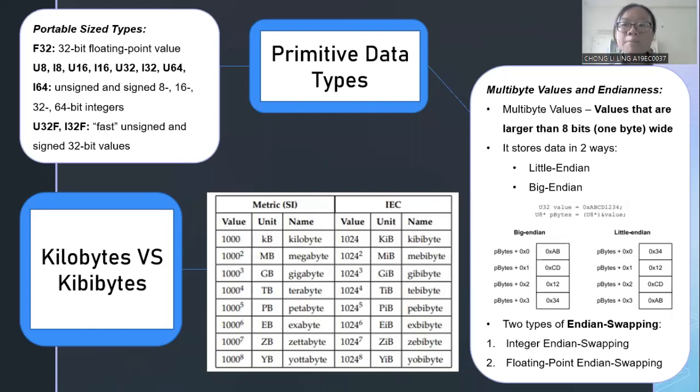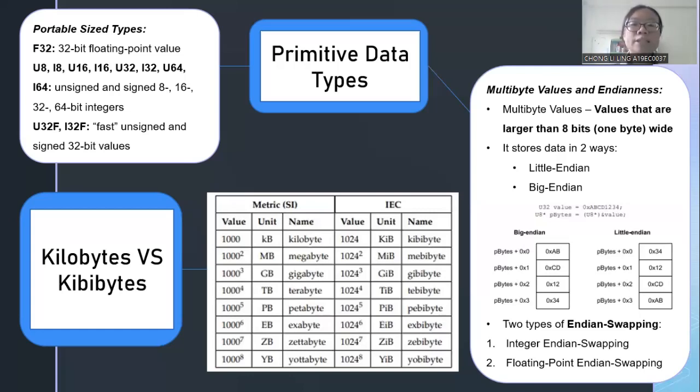Besides, multi-byte values are values that are larger than 8 bits, which is 1 byte. It stores data in little endian, which is in reverse order, or big endian, which is in order, as shown in the diagram. The data types can also be swapped through integer endian swapping or floating point endian swapping.